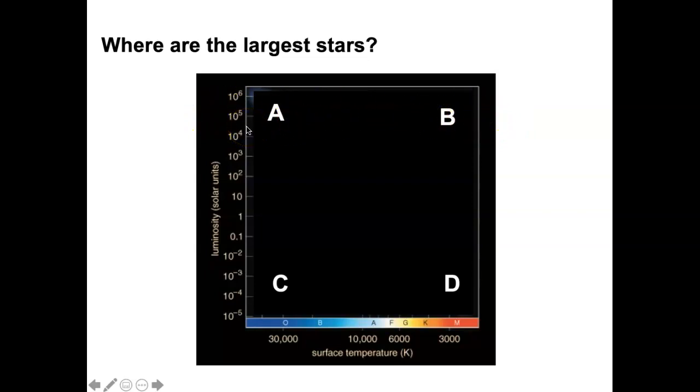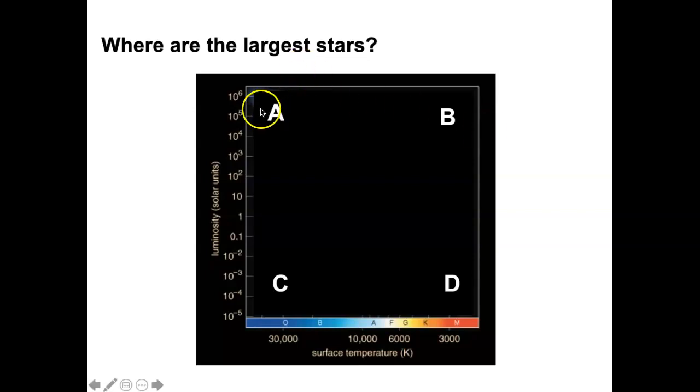Right? Now, the A or B, right? These stars must be big because they're bright. Okay, but stars at A and stars at B have different temperatures. So which is it? Is it A or is it B? Which star is going to be bigger?